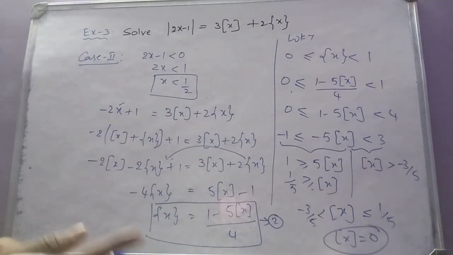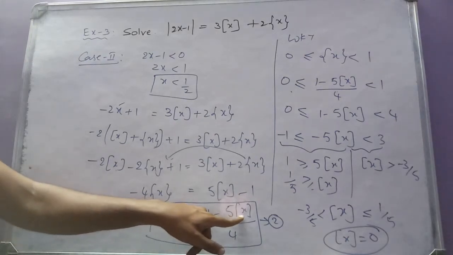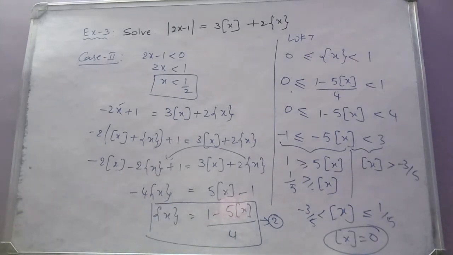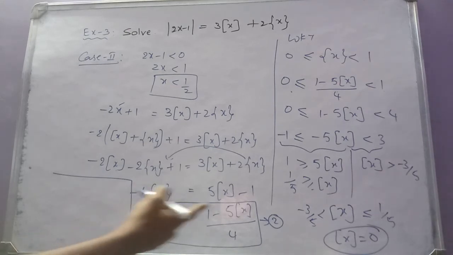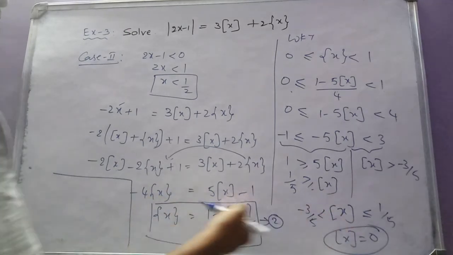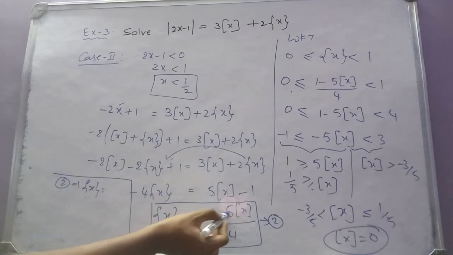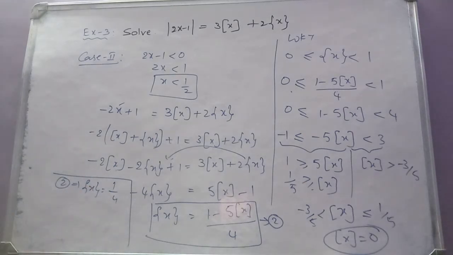After finding step x, we should find the fractional part of x. Substitute in equation number 2. Take step x equal to 0, the only possible value. You will get the fractional part of x equal to 1 by 4. In equation 2, if you substitute step x equal to 0, you will get the fractional part of x equal to (1 minus 5 into 0) by 4. So that means you will get 1 by 4. So step x is 0 and the fractional part of x is 1 by 4.